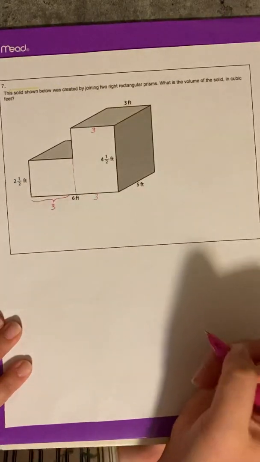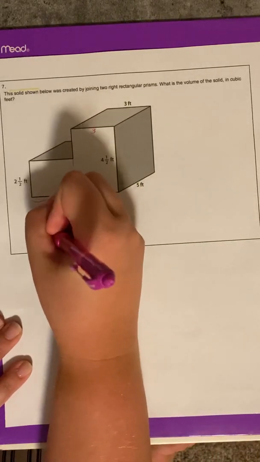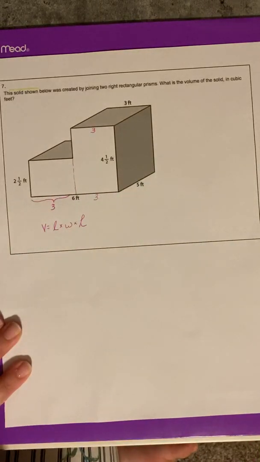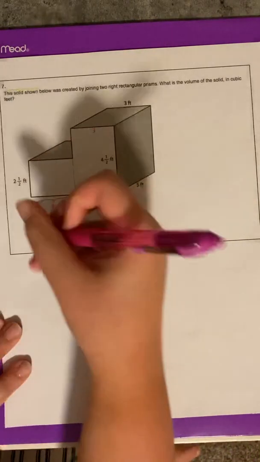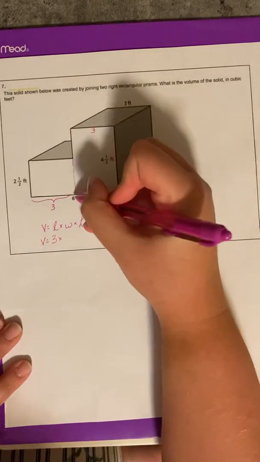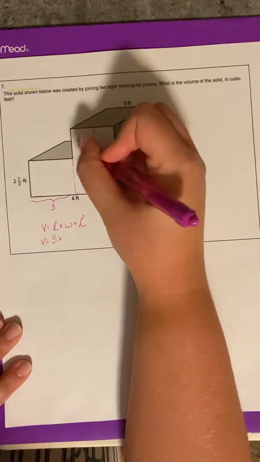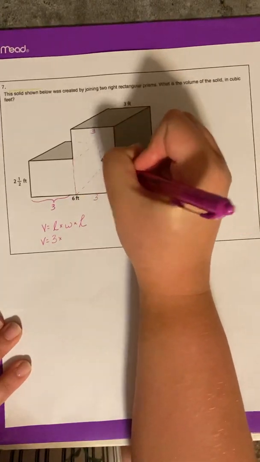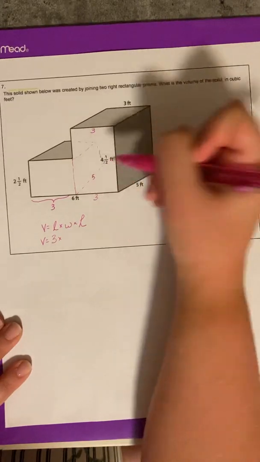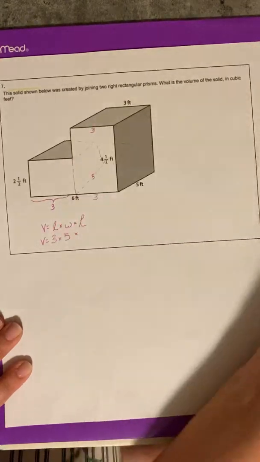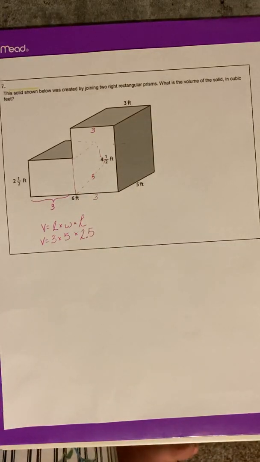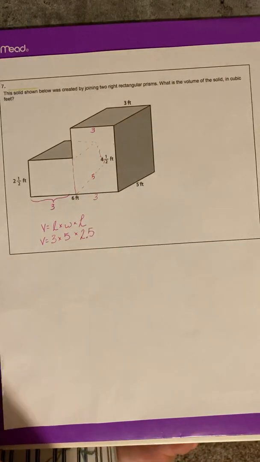To find the volume of the smaller part, we are going to have length times width times height. So we have 3 times our width. Our width is going to be the same. If this is 5, our width over here is also going to be 5. So 3 times 5 times our height, which is 2.5. You can write that as 2.5 to make your life easier, or you can do a fraction, whatever you prefer. All right, now let's solve this.